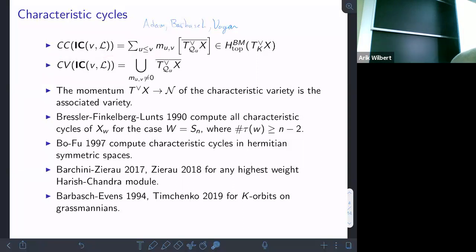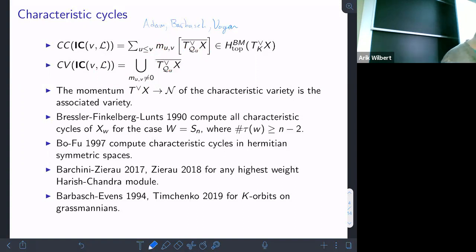So what it is, is a cycle in the top degree Borel-Moore homology of the conormal variety in the cotangent bundle to the K action. Over each of these conormal bundles of K orbits, we assign a multiplicity. Then the characteristic variety is just the support of this. If the multiplicity is non-zero, then you include it. Okay, so that's the characteristic variety.